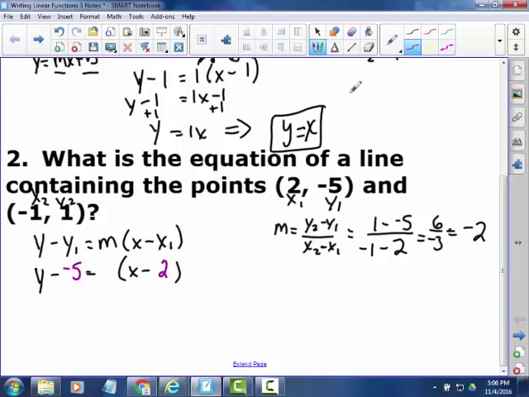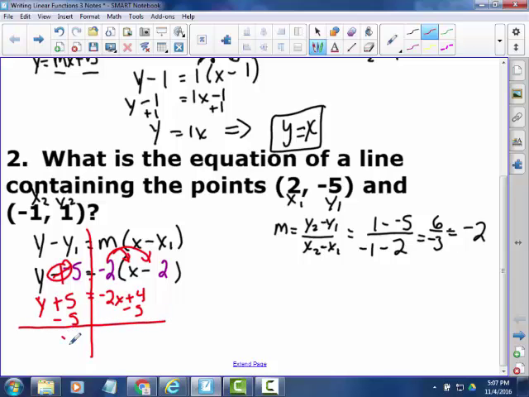So into my formula, the slope is -2, and now I want to simplify. So this would be plus 5, and then I distribute the -2, so I have -2x plus 4. Y plus 5 equals -2x plus 4. Then, dividing my equation at the equal sign, I'm going to subtract the 5 from both sides. So y equals -2x minus 1.